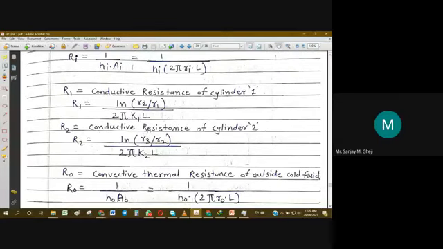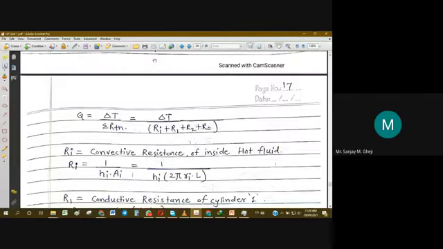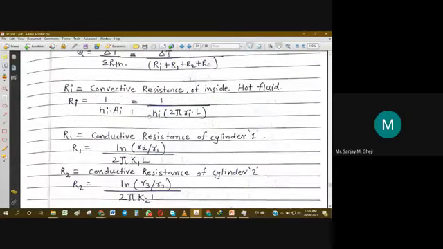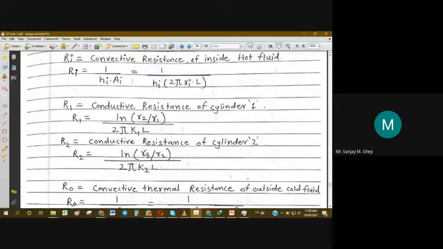And R2 will be the conductive resistance for cylinder 2. Looking at cylinder 2, the same formula will apply. Now the inner radius is R2 and the outer radius is R3, so the ratio will accordingly have to be changed.